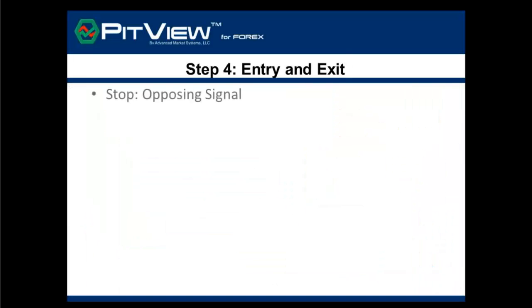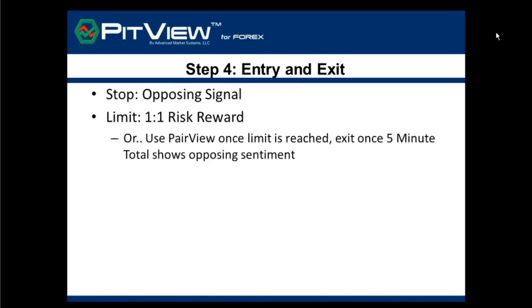So as far as the rest of the entry and exits on this very basic and simple system, the stop is placed at what we call the opposing signal. The opposing signal just means that your buy entry is 1 pip above the Asian high, your sell entry is 1 pip below the Asian low. So if your sell entry triggers, your stop order is put above the Asian high by 1 pip. So that's what we mean by the opposing signal.